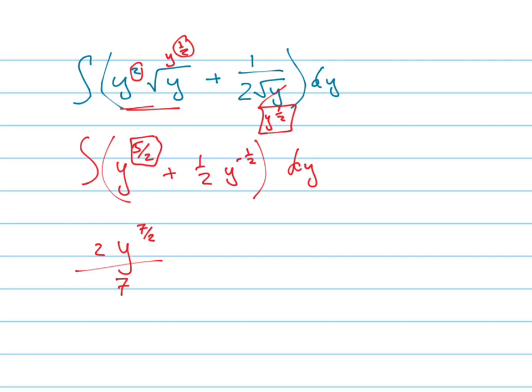Actually, let me do it like this: 2 7s. I like to just put it in front. And same thing with this. Add 1 to it, so it becomes positive 1/2. And then times 2, and then divide by 1/2, so the 2 and the 1/2 cancel. So this is just 1 y squared.